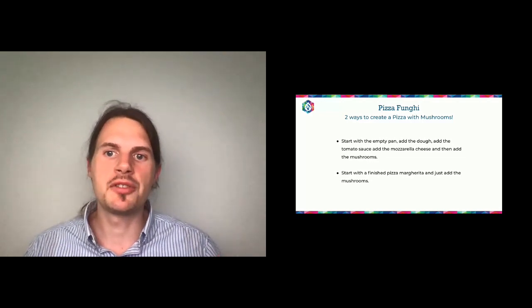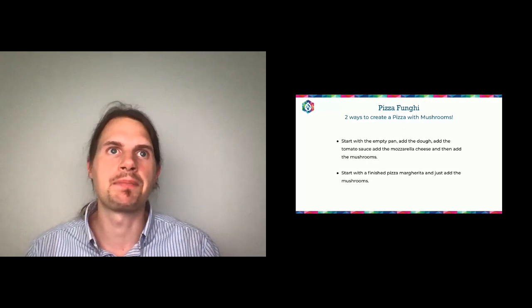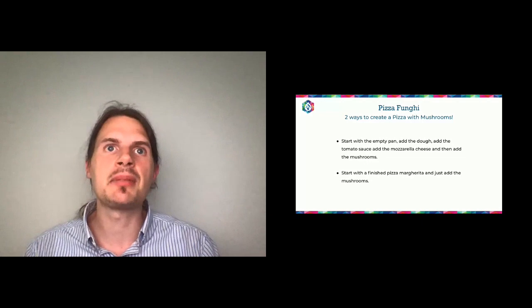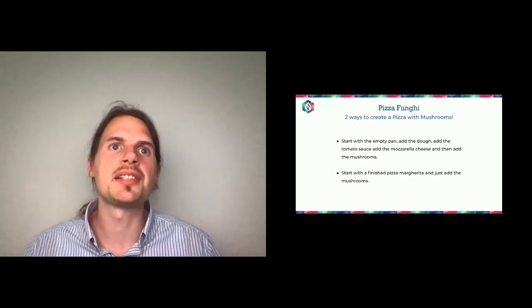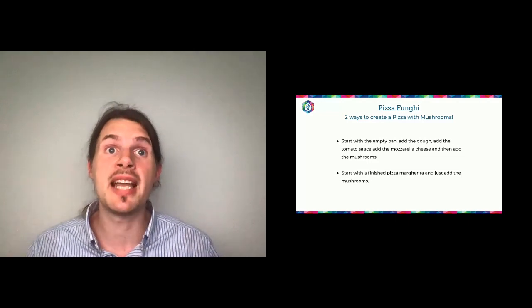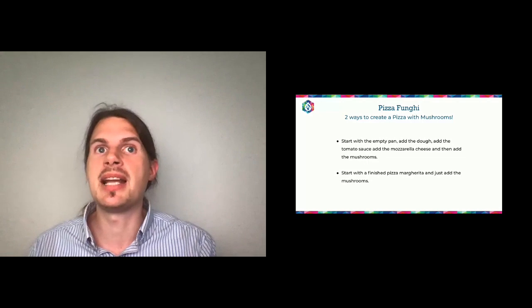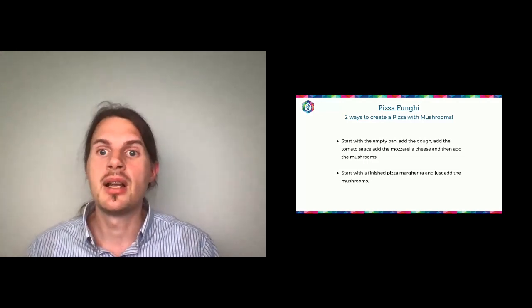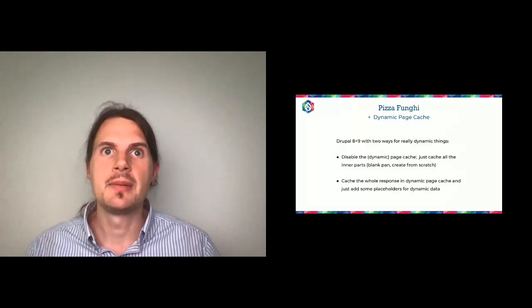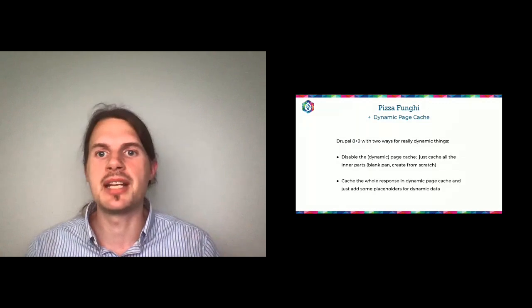And to make real use of the dynamic page cache's power, you have 2 ways to do that. You could disable the dynamic page cache for all the inner parts, and this is basically our blank pan we create from scratch. Or we cache the whole response in dynamic page cache, and then we just add some placeholders for very dynamic data. Blocks are right now in core the only things that automatically have this lazy builder functionality, which allows them to be auto placeholdered.